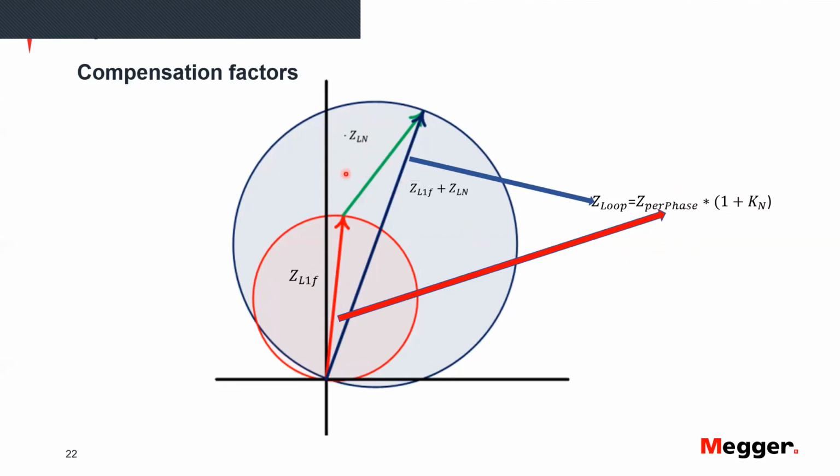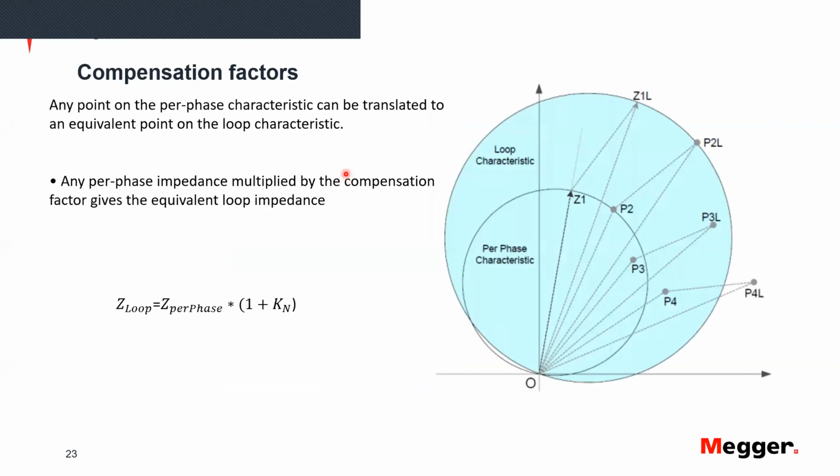So for different faults, you have the per phase characteristic and you have the loop characteristic. The loop characteristic and the per phase characteristic connect this way, and the equation that connects them is this equation over here. So you can take any per phase impedance, multiply it by the compensation factor, and it will give you the equivalent loop impedance. I hope I have been clear with this.